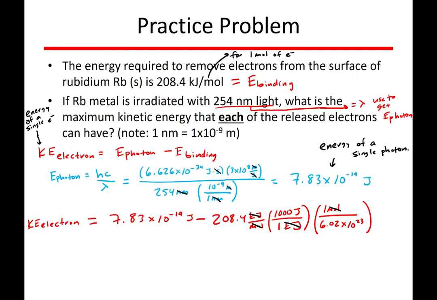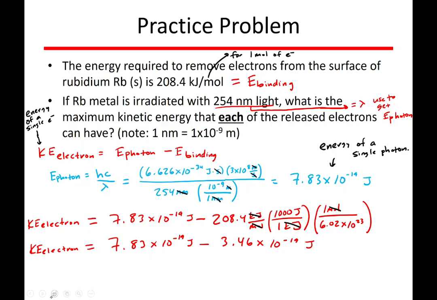What I'm going to do is evaluate this number after doing the conversions. So the kinetic energy of the electron will be equal to the energy of the photon, which is 7.83 times 10 to the minus 19 joules, minus, and when you plug all this other stuff into your calculator, you find that the binding energy in units of joules per photon is 3.46 times 10 to the minus 19 joules.